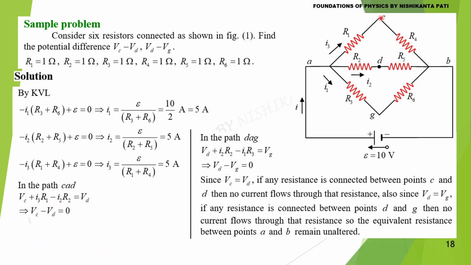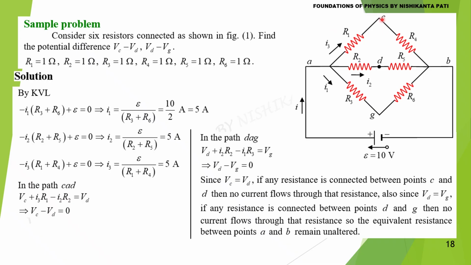In this path C A D, Vc plus I3 R1 minus I2 R2 is Vd. These two terms cancel, so Vc equal to Vd. In the path DAG, Vd plus I2 R2 minus I1 R3 is Vg. These two terms cancel, Vd equal to Vg.